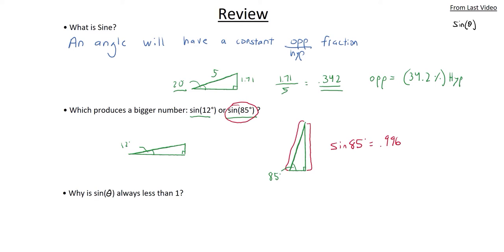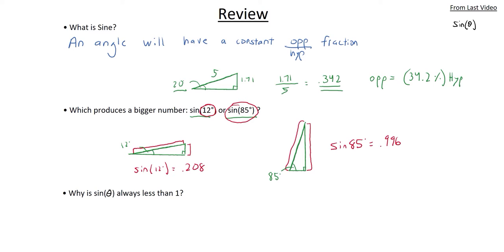And the sine of 12 is 0.208. So for a 12-degree angle, its opposite side is only 20.8% of the hypotenuse side, and that should make sense. Look how small this opposite is, and look how big the hypotenuse is. So it should make sense to you why small angles, like 12, have small sine fractions. Big angles will have big sine fractions.